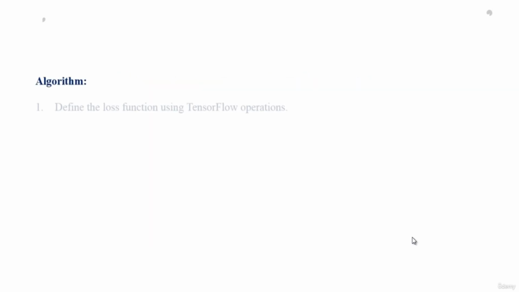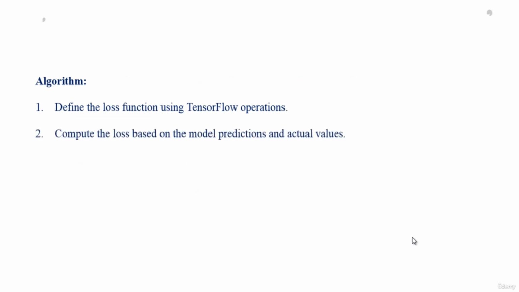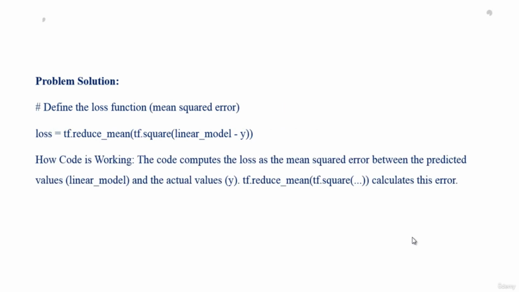Algorithm. Define the loss function using TensorFlow operations. Compute the loss based on the model predictions and actual values. How code is working: the code builds a computational graph with addition and multiplication operations. By running the session, the operations are executed, and results are printed. This demonstrates TensorFlow's capability to handle complex computations.